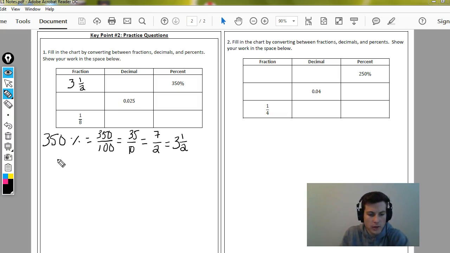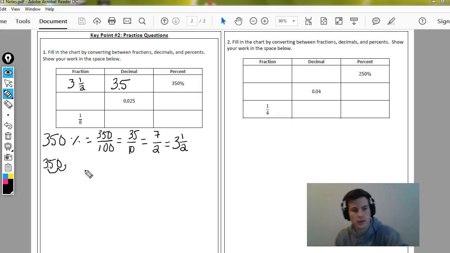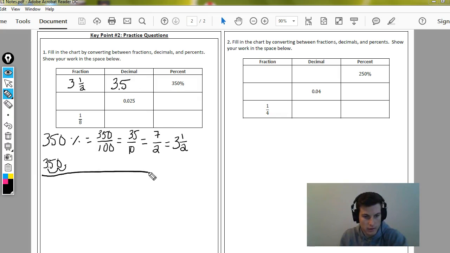Now we need to also convert 350% to a decimal. So in 350%, let's think the decimal would be here. I move it 2 places to the left, and it would be right there. So hey, my decimal is just going to be 3 5/10. I'm going to draw a little line here. Our next one will convert from this decimal to a fraction and percent.